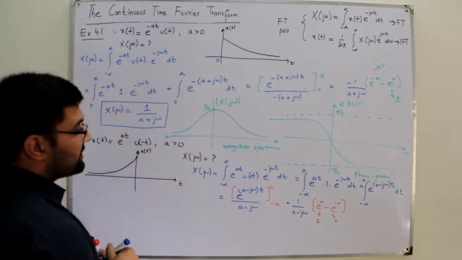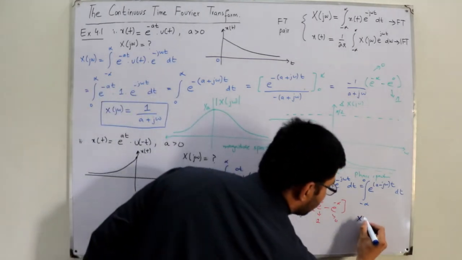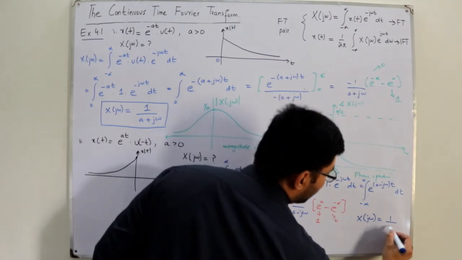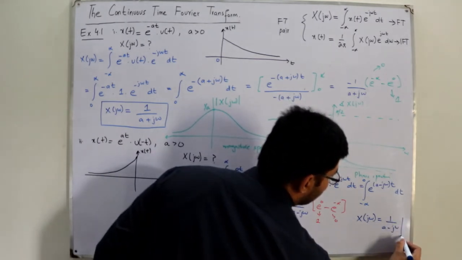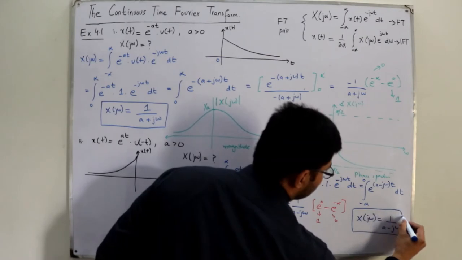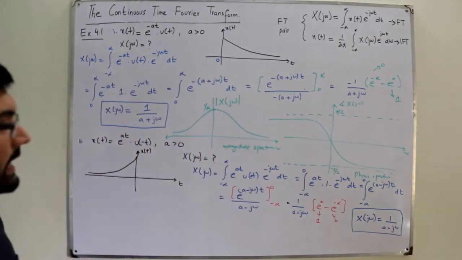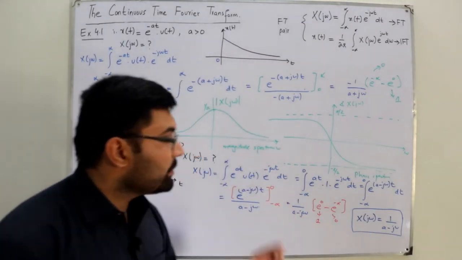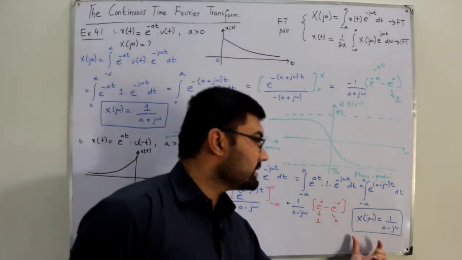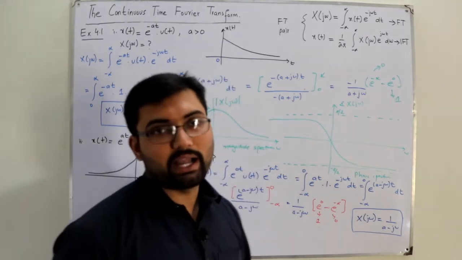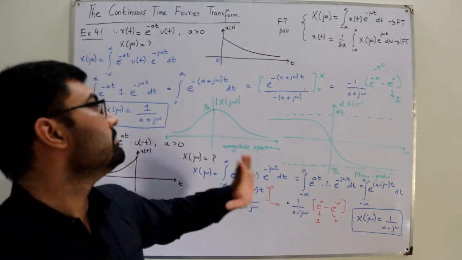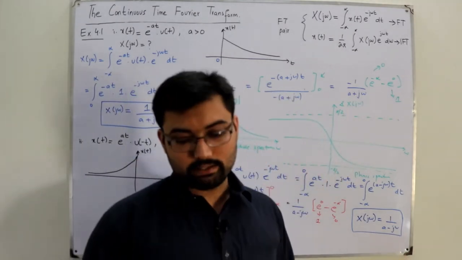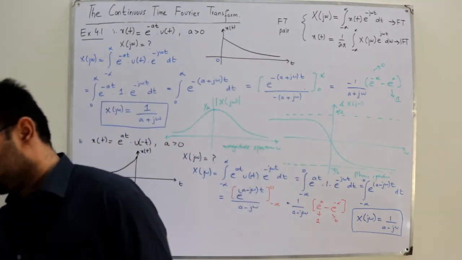Which means I've got my final answer, and my final answer is that my x of j omega for this question is 1 upon a minus j omega. Now again, I told you to take some value of a and plot this function in MATLAB with respect to different values of omega. The magnitude plot as well and the phase plot as well, because again it's a complex number. That's it for this example.